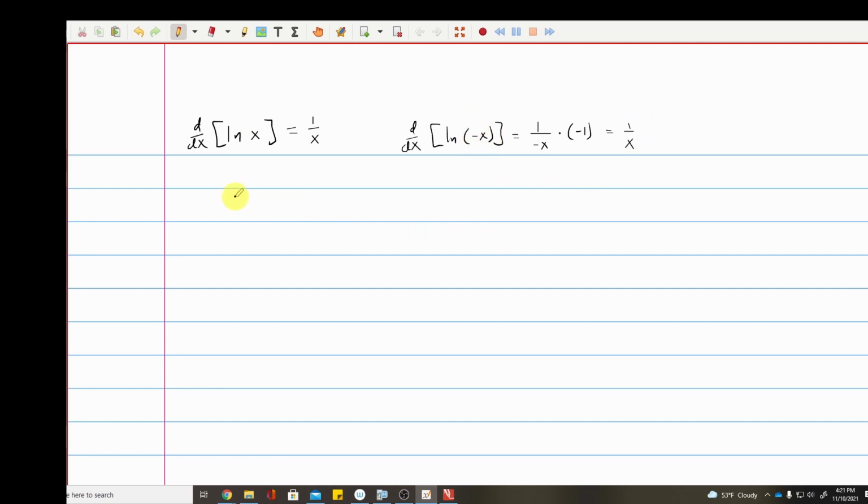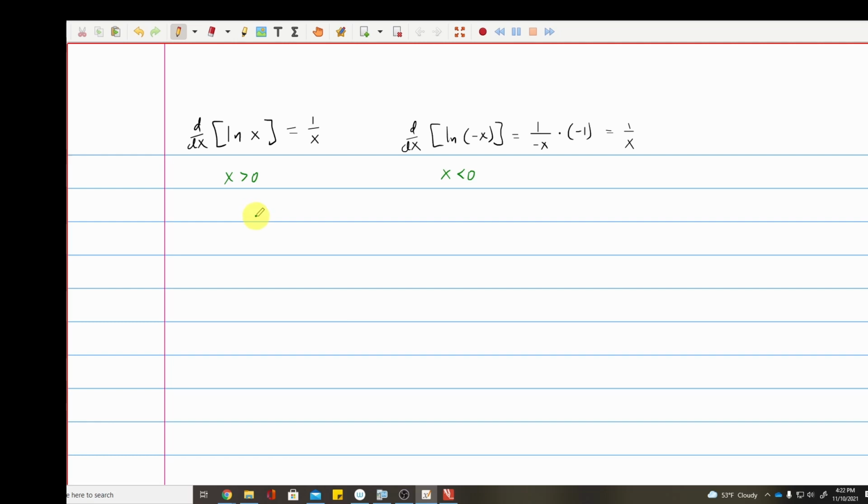The thing I do have to be careful about is that in this first one, in order for natural log of x to make sense, x has to be strictly greater than 0. In the second one, in order for natural log of the opposite of x to make sense, x has to be negative so that the opposite of x will be positive. So although two different functions, when differentiated, give me the same formula, they don't overlap at all in their domains, so I don't have a problem here.